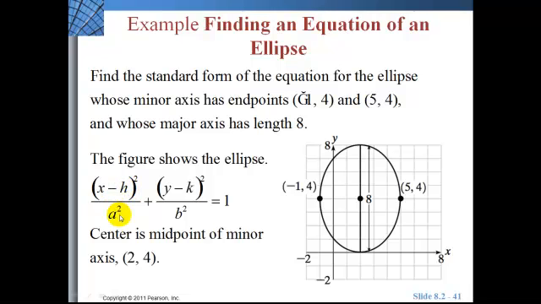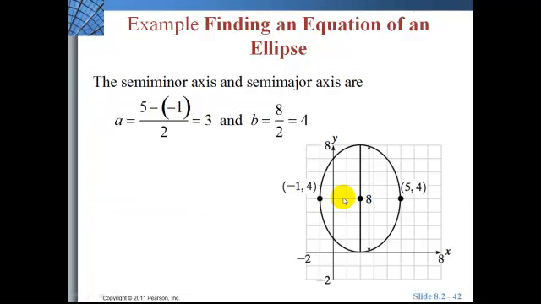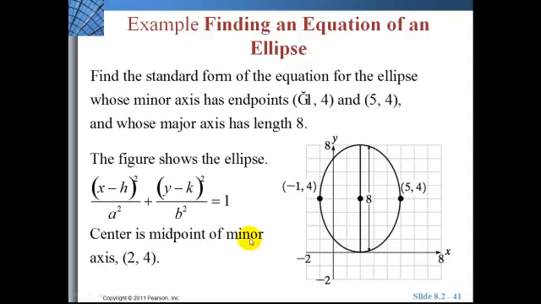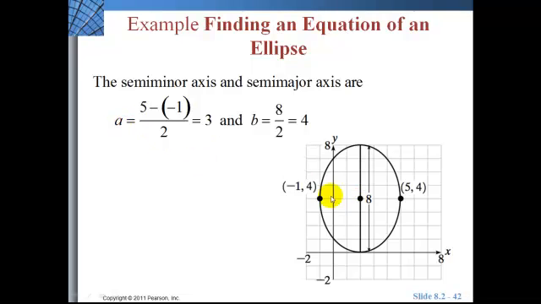x minus h over a squared plus y minus k squared over b squared is equal to 1. The center is the midpoint of the minor axis. From -1 to 5 is 6 units. So we count 1, 2, 3, and we get 2, 4 to be our center. 5 minus -1, 6 units divided in half is 3.